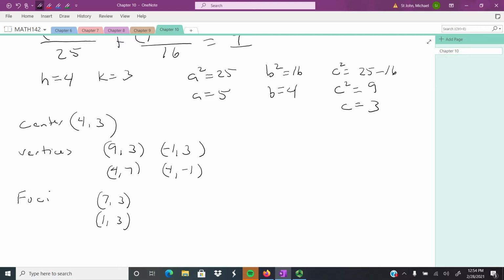We can talk about the length of the major and minor axis. The length of the major axis is going to be 10, and the length of the minor axis is going to be 8.